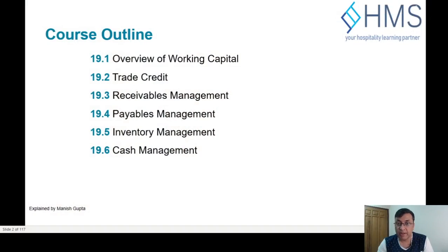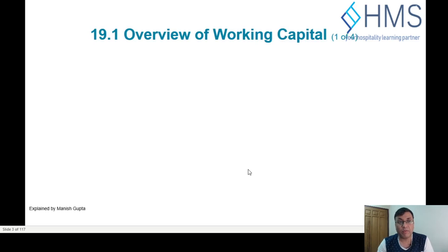Let us start with what we are going to learn and what the components of working capital management are, so that we can have a look at it. In this course, we are going to work on understanding working capital and how we manage the different components of it. So what are the main components of working capital?